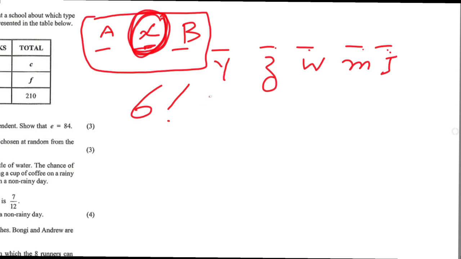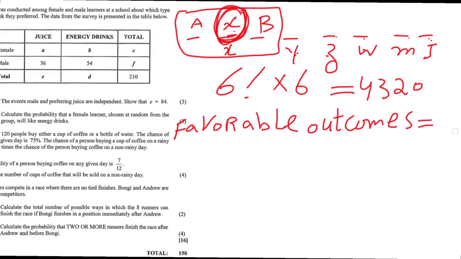So that's why it is 6 factorial multiplied by 6. The other 5 numbers can also be here, so totally 6. Beside A and B, the other 6 can fit here. It rotates: I choose X, now say this is my X number, I can put Y here, can be Z, can be W. So another 6 possibilities. So 6 factorial multiplied by 6. That answer will be 4320.